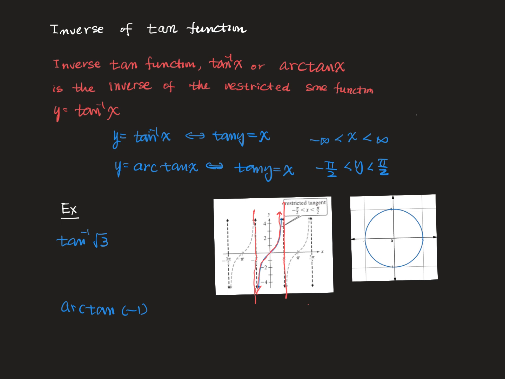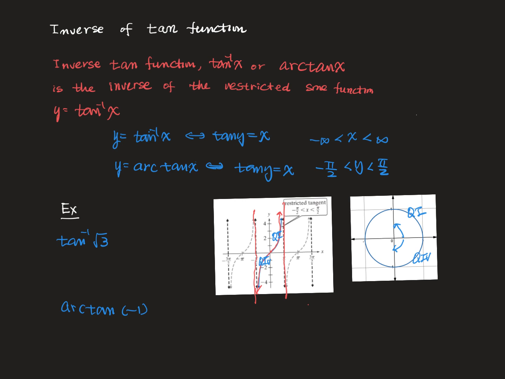This part is quadrant 1, and we take it, since the tangent value is positive. Here is quadrant 4, the negative side. So here is a positive angle, and here is a negative angle. That's how you find it.